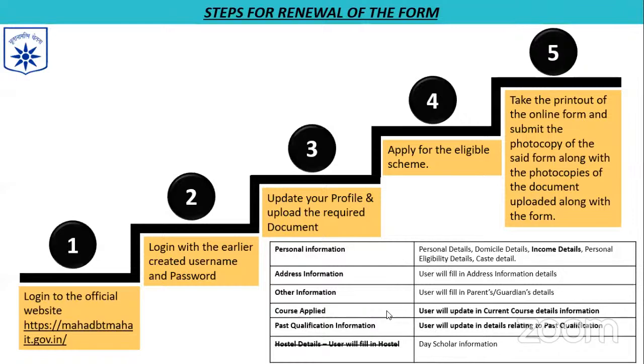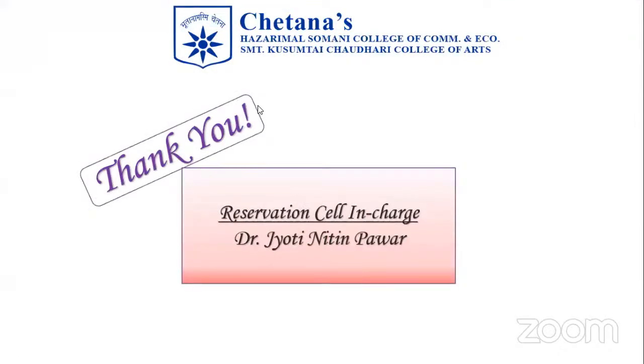Then another information that you're going to change is course applied. So your current course will change. Suppose last year you were in SYBCom, so this year you are in TYBCom. So now you are going to change your current course. So current course will become TYBCom. Past qualification will also change. Past qualification will be SYBCom, first year BCom, 10th and 12th, and day scholar. So these all are the things that you are going to take into consideration while doing the form filling. Okay, so this was regarding renewal of the form.